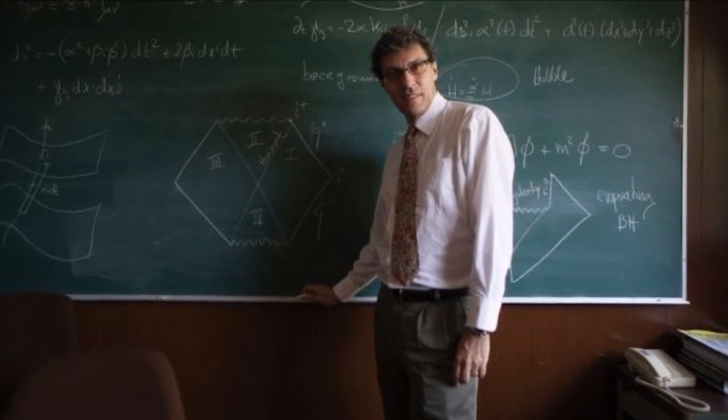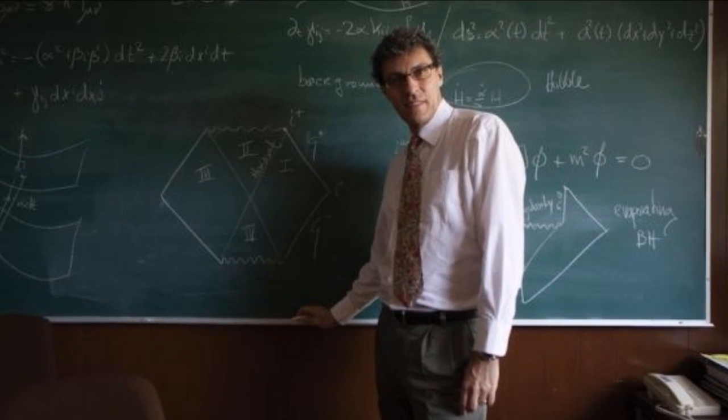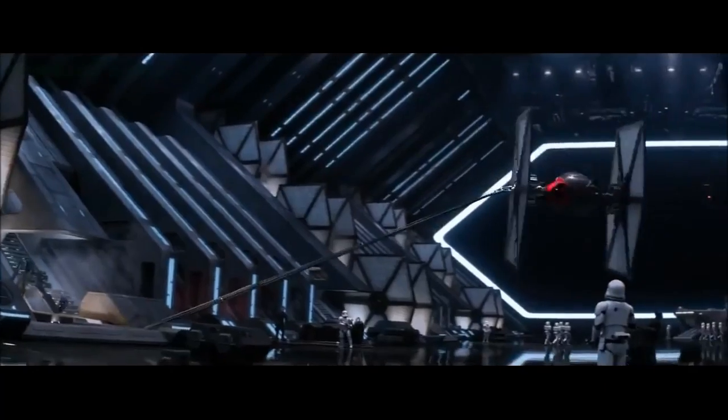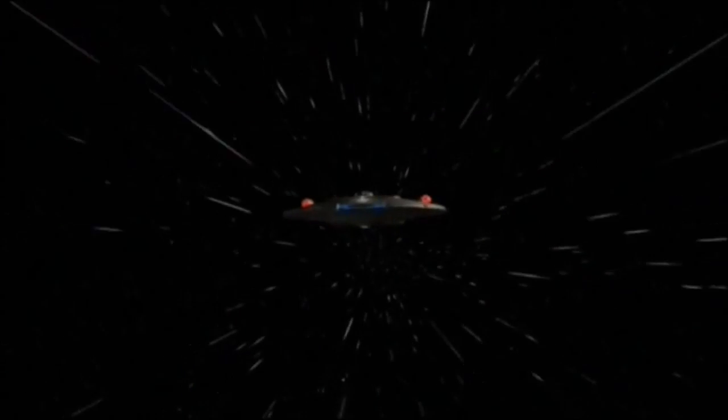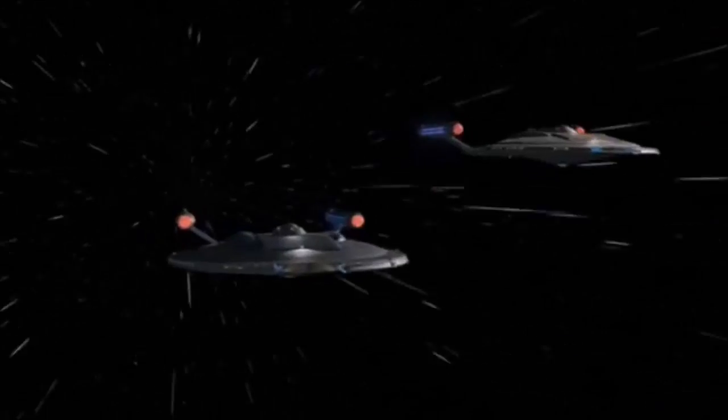Now, you may be wondering, why bother moving space around the ship when you can just move the ship? The answer? Because you can't move the ship. Not faster than the speed of light, at least. The reason comes from Einstein's theory of special relativity.